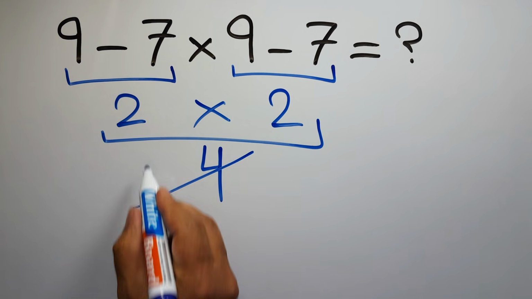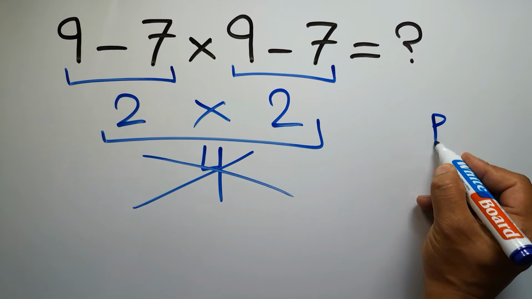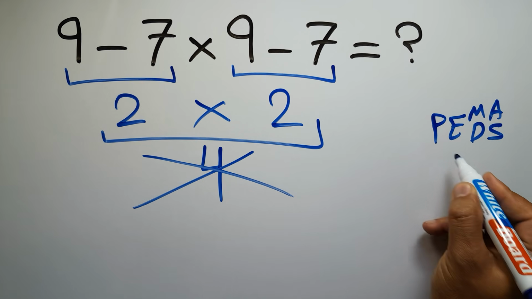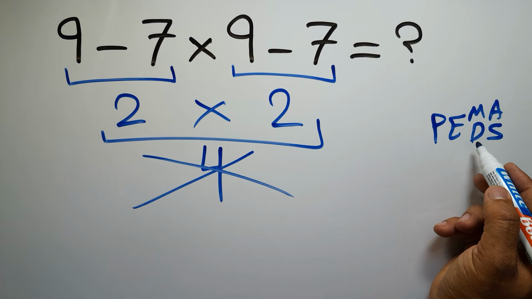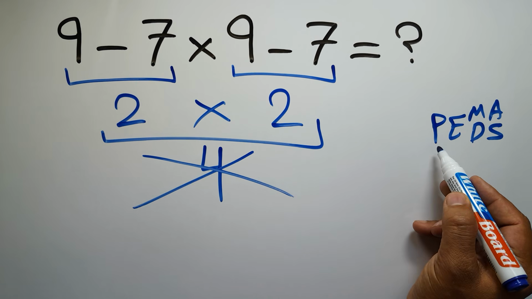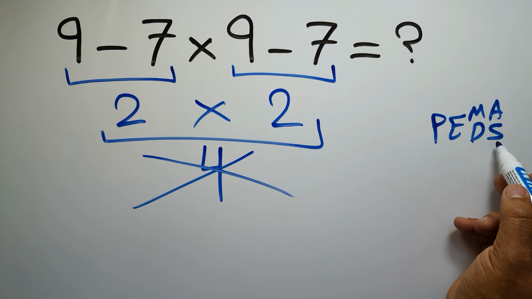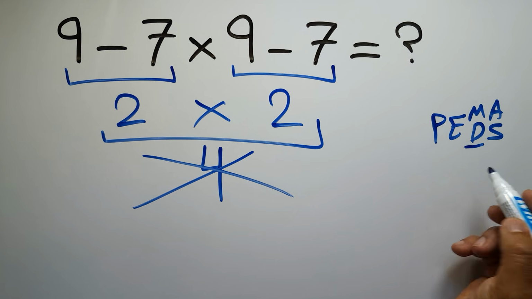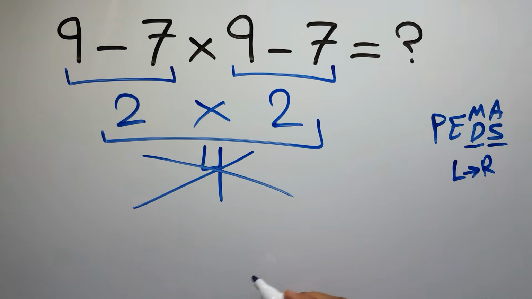But this answer is not correct because according to the order of operations, which is PEMDAS, P stands for parentheses, E stands for exponents, and D stands for multiplication and division, and A and S stand for addition and subtraction. First we have to do parentheses, then exponents, then multiplication or division, and finally addition or subtraction. Remember that multiplication and division have equal priority and we have to work from left to right. And the same applies to addition and subtraction.